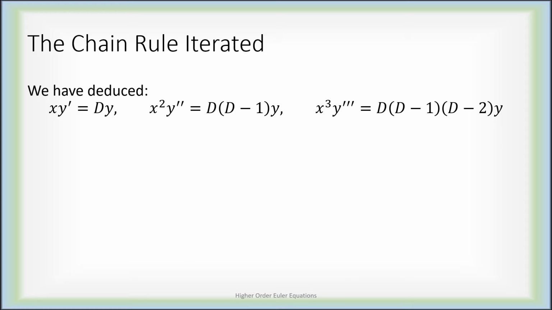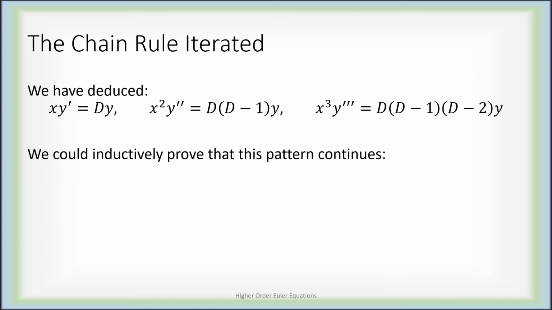So with capital D as our linear operator, the t derivative, we've got xy prime is Dy, x squared y double prime is D(D minus 1) of y, x cubed y triple prime is D(D minus 1)(D minus 2) of y. So what we could inductively prove is that this pattern does continue. And again, we're omitting the formal proof, having established the first several cases. The nth power of x times the nth derivative of y against x is simply a product of all of these linear operators, D, D minus 1, D minus 2, all the way to D minus n plus 1, all of that of y.